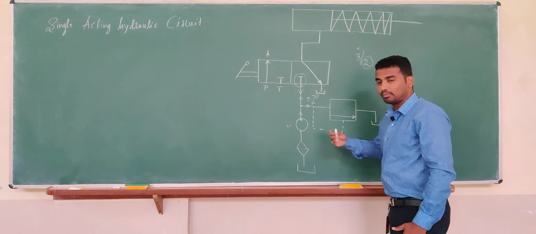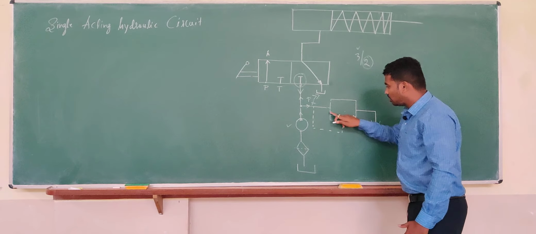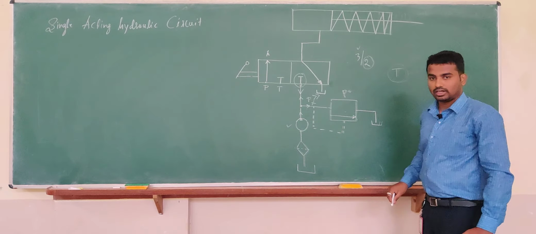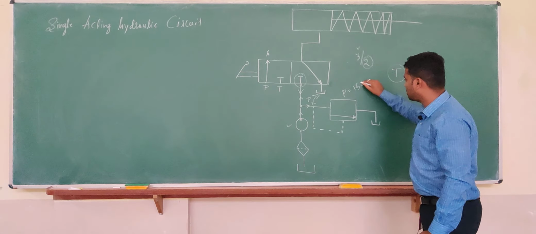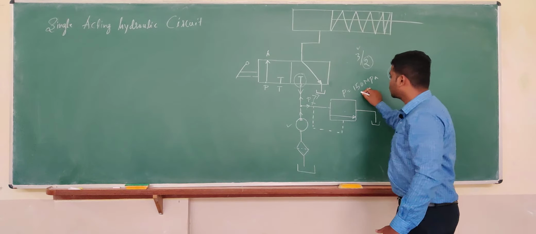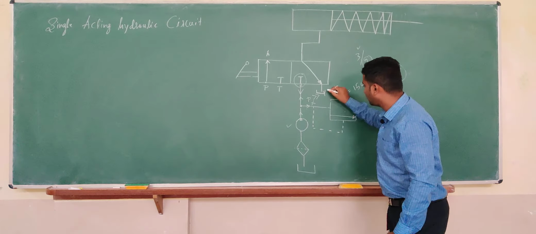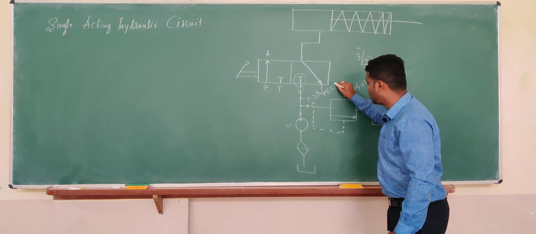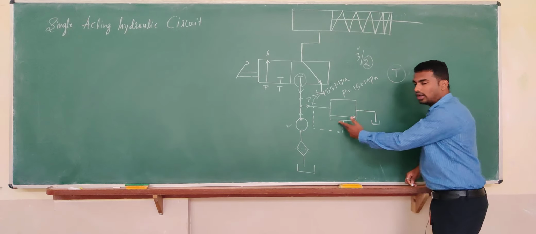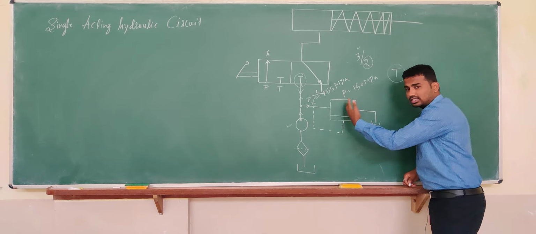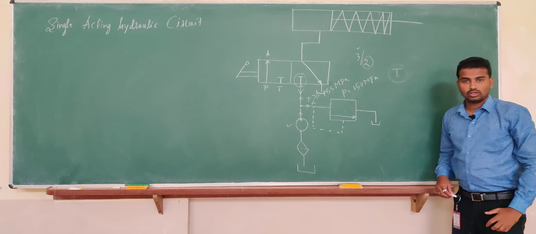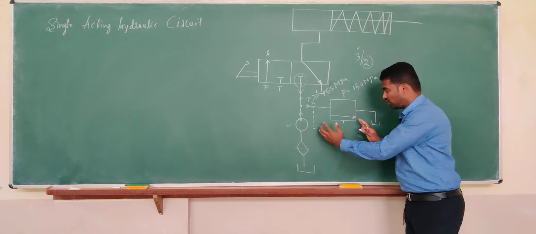As it develops more and more pressure, it will cross the pressure of this. Let us assume that I have set it for, for example, 150 megapascal, and the pressure developing over here crosses this. If it is more than 150, say 155 megapascal, at that time this pressure relief valve opens up, and whatever excess flow is coming, we collect it into the reservoir.